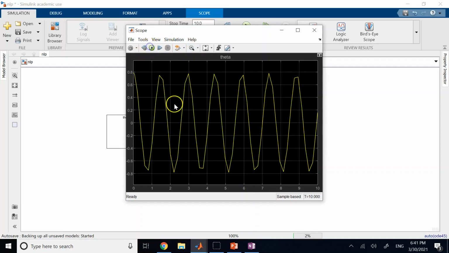Again, I can run it from here, and this time I should get a lot nicer curve. There we go. Okay, so this is my solution, again, numerical solution for angle of the pendulum. Now, let's take it to the next steps, okay? So what else can we do here?